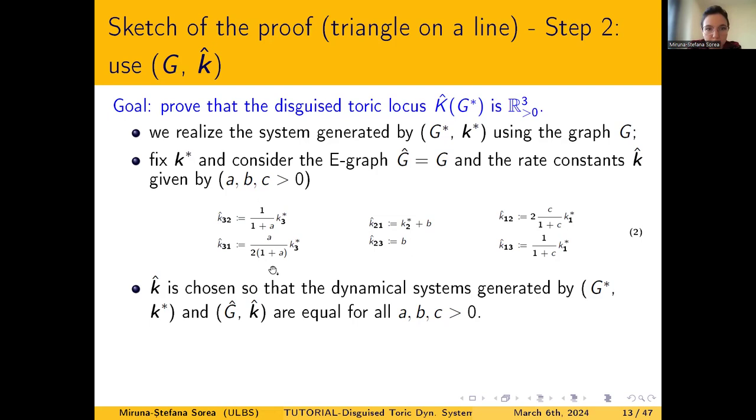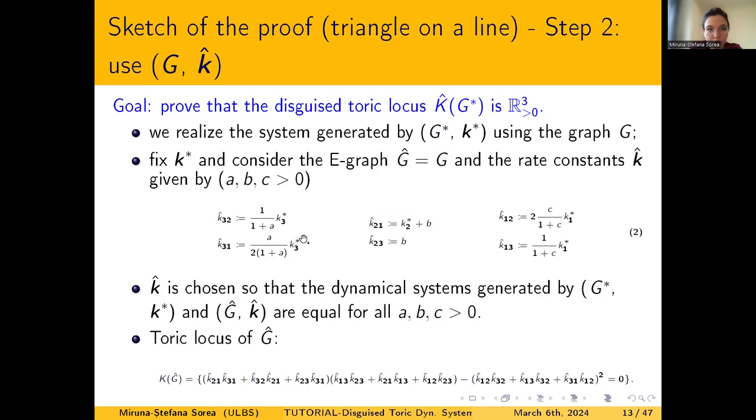I mentioned this before. Okay, so we chose k hat in these equations number two, so that the dynamical systems generated by G star and G hat are equal, and we want this equality for all A, B, C positive. Again, since this is the triangle on a line, G, but now with rates K hat, use the relation for the toric locus that we saw last time. It was this nice hypersurface. This time with K hat, just replace, we know this equation.